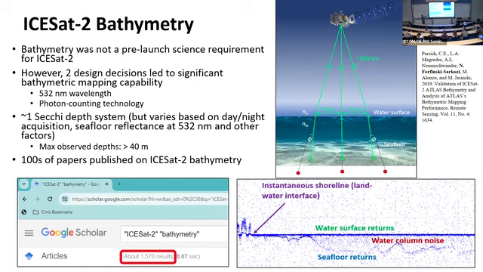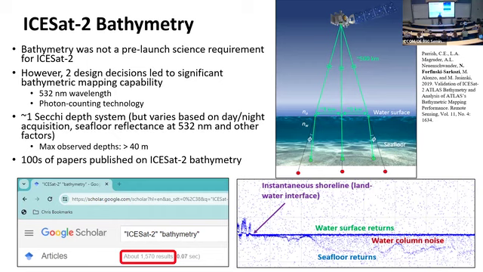So that's one, and then the other is that it's photon-counting technology. If you look at the ISAT-2 photon clouds, and that's what we're looking at here, each one of these dots is like a vertical slice. The along track direction is that way. Each of these dots is a return. And you look at this and it looks kind of noisy, right? It looks like it's snowing.